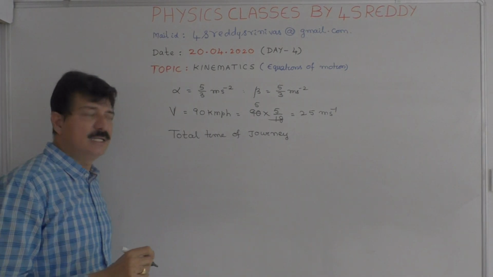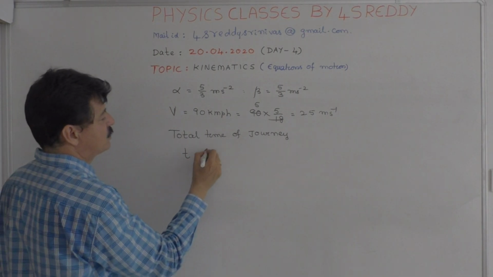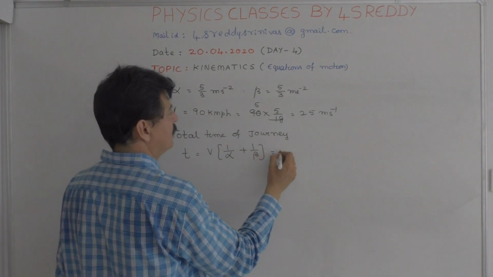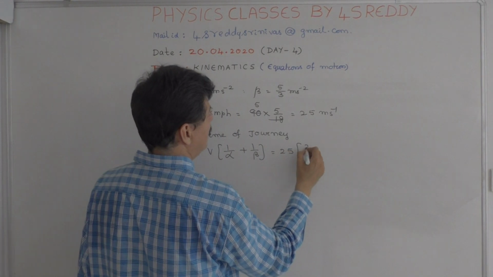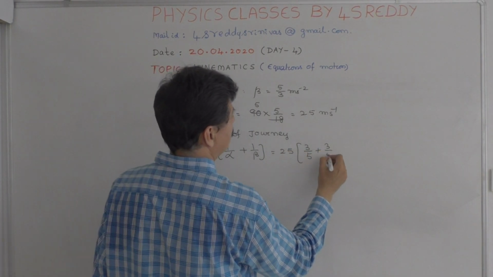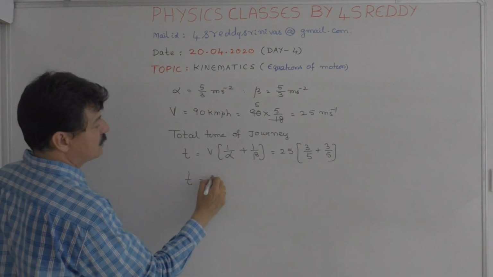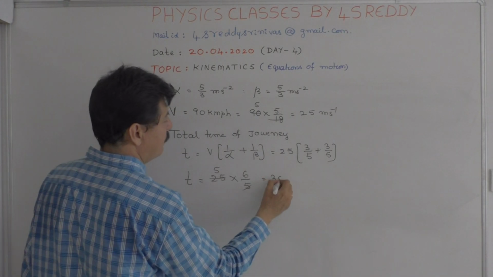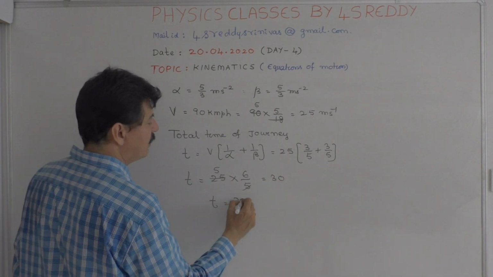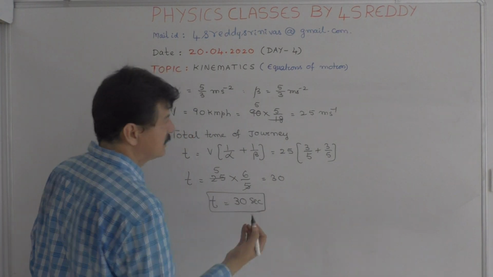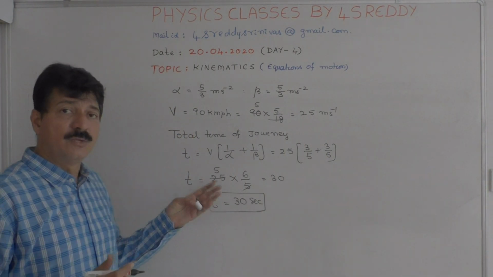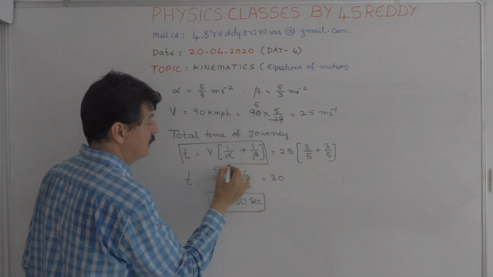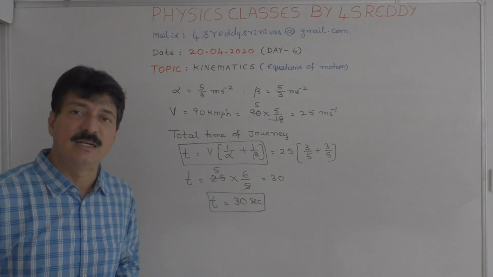The total time of journey is given by T equals V into 1 by alpha plus 1 by beta. That is 25 into 3 by 5 plus 3 by 5. Therefore, T equals 25 into 6 by 5. 5 fives are 30. Therefore, the total time of journey is obtained as 30 seconds. Very simple. So, instead of doing all the process, once you know this formula for total time of journey, straight away you can substitute the numerical values in that.